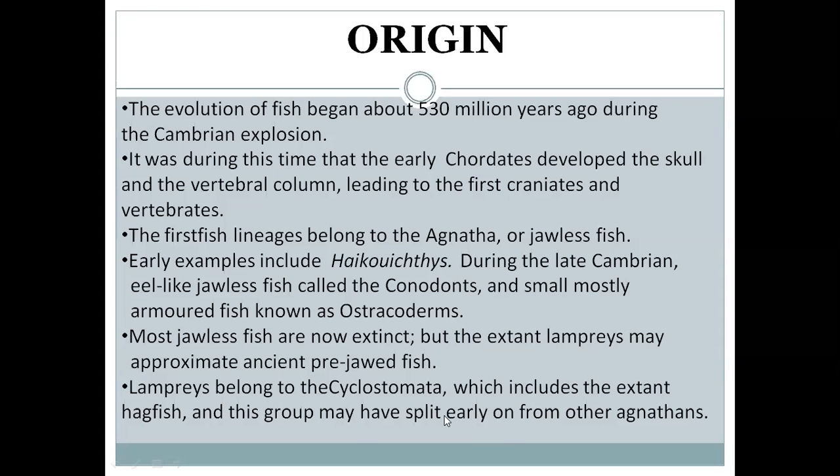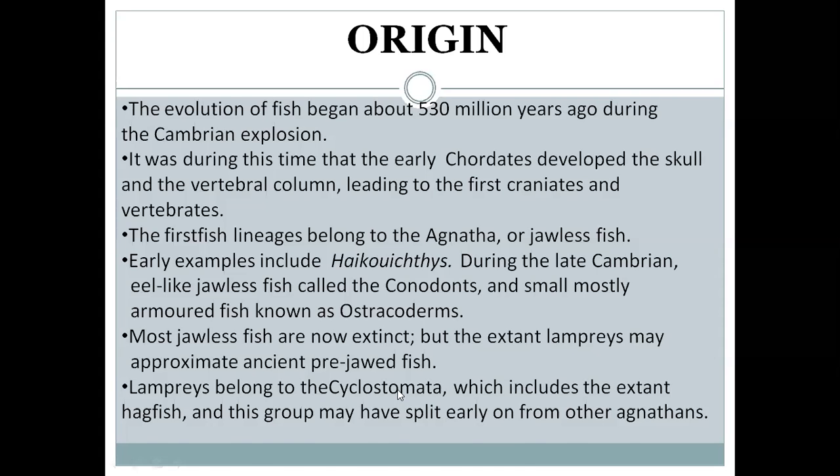This group may have split early from the other Agnathans. So Haikouichthys, conodonts and Ostracoderms are all Agnathans. When these Ostracoderms, conodonts and Haikouichthys originated, during that time only, the ancestors of the cyclostomes separated from the other Agnathans. All the other Agnathans have gone extinct, but this Cyclostomata group is still existing.